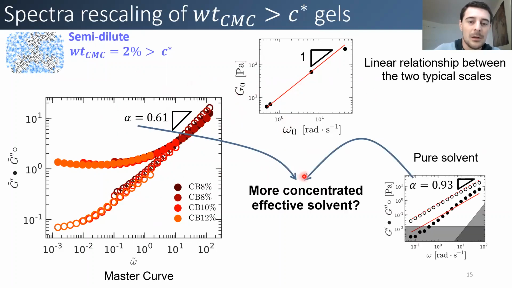One thing that still needs to be understood is that at high frequency, we should expect to find the behavior of the solvent. But as you can see, the slope here is much smaller than the slope of the pure solvent that we measured separately. One scenario that could explain this is that in the case of a gel, the effective solvent that you observe is more concentrated, which can explain the lower slope in the master curve than in the pure solvent, because the slope is a decreasing function of the CMC content.